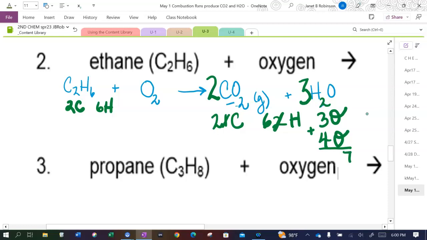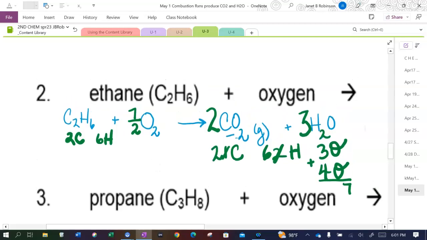All right, so things are okay. We have the carbons balanced, the hydrogens balanced, but we need 7 oxygens. And how do you get 7 oxygens when you have an O2 molecule? So here's what we do. We put 7 halves. So 7 halves of a diatomic molecule.